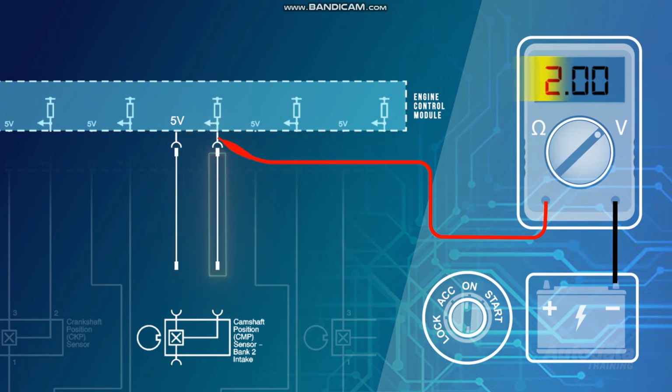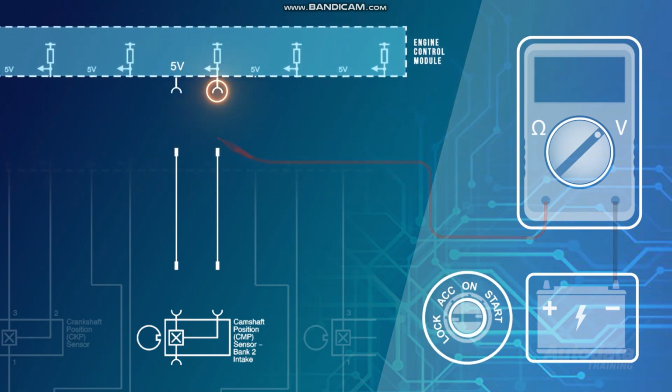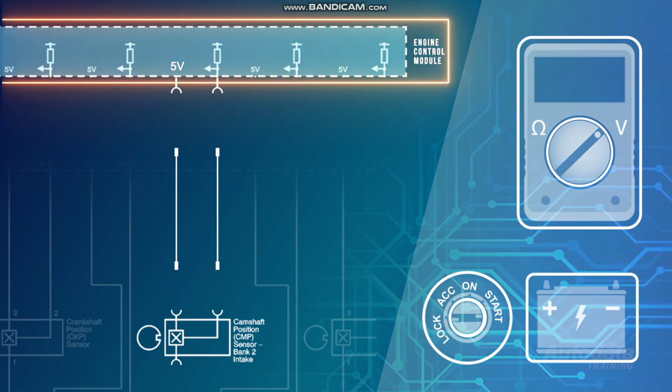However, if when testing at the ECM the voltage remained unchanged, then the excess resistance or open must be within the ECM or connector. Turn the ignition off and disconnect the ECM harness connector and inspect for corrosion and terminal tension. If this is okay, the open or excess resistance is in the ECM.